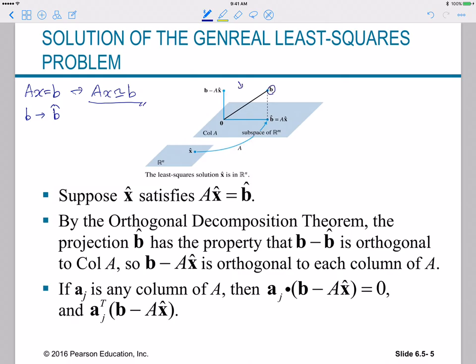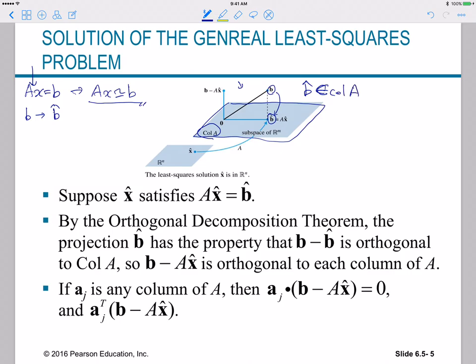So when B is outside of the column space of A, this is typically the case where we conclude that we have no solution in the case of an exact linear system, but we are approximating B to its orthogonal projection onto the column space of A. So now we change this B into B hat. Okay. So the difference is this B hat is now inside of the column space of A.